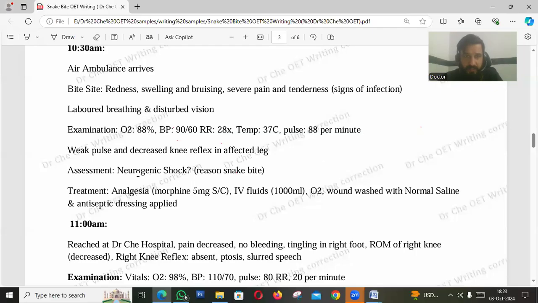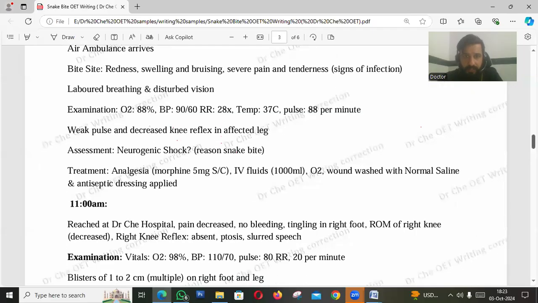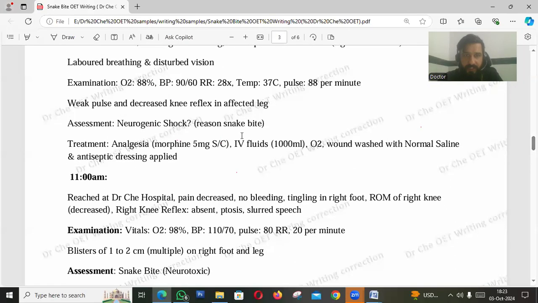On assessment, it was neurogenic shock, and why is there a question mark here with neurogenic shock? Can anybody tell me why? Not properly diagnosed? No, this wording is not good. This is a possible diagnosis, the most likely diagnosis. With a question mark, it is a possible diagnosis.